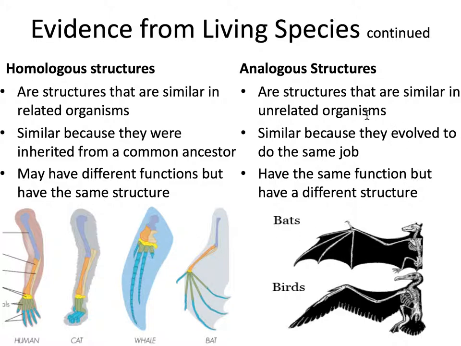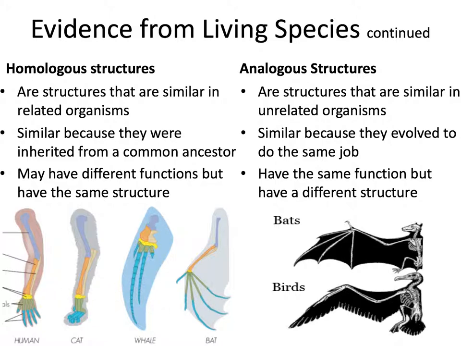On the right-hand side are analogous structures. These are structures that are similar in unrelated organisms, and they're similar because they evolved to do the same job. They have the same function, but a different structure. So bats and birds are actually not very closely related. And you can see that even though they both have wings, which are used for flying, the structure of those are very different from each other, whereas the bat is more similar to other mammals like us.